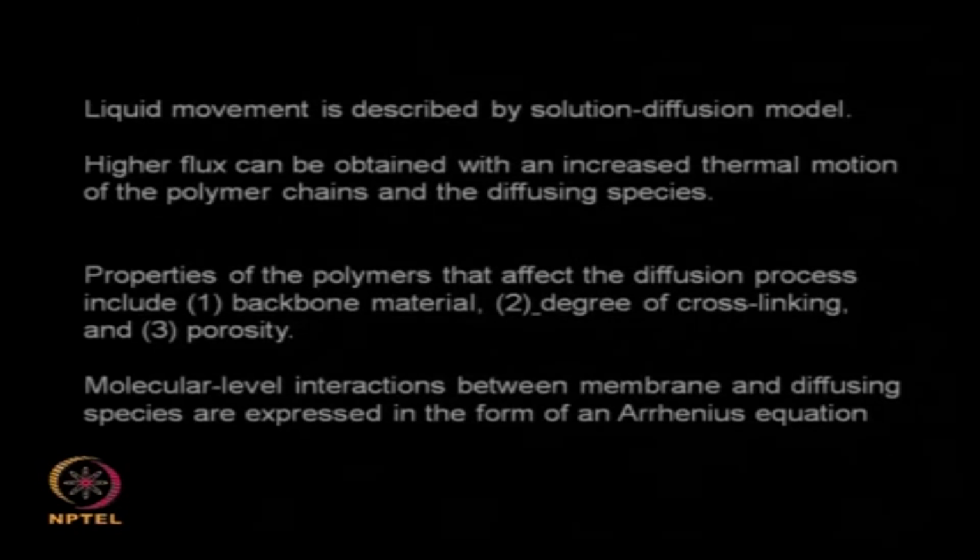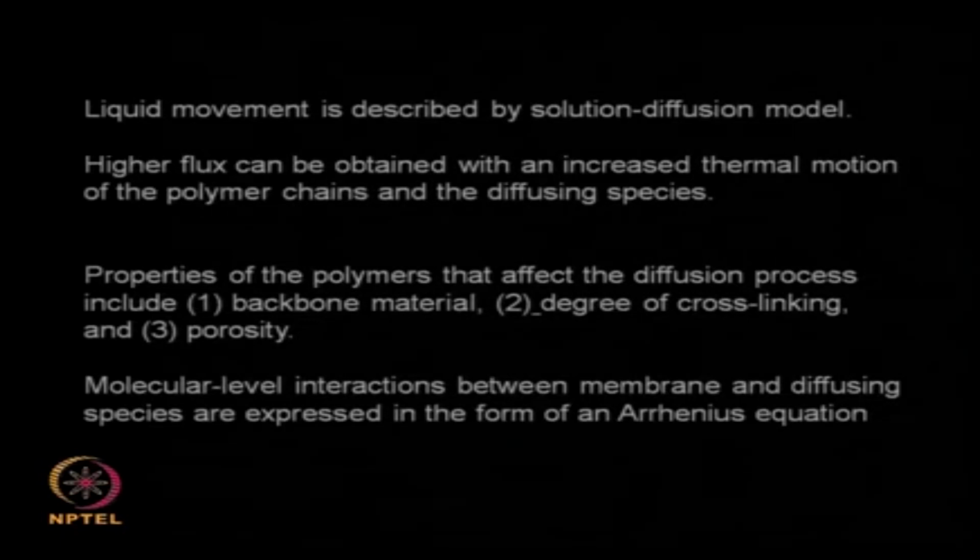So the polymer of which the pervaporation membrane is made has a very strong effect on the diffusion process. The polymer backbone makes a lot of difference, the degree of cross linking of the polymer makes a lot of difference, porosity makes a lot of difference. So there is a molecular level interaction between the membrane polymer and the diffusing species. You can describe this interaction in terms of the Arrhenius equation.